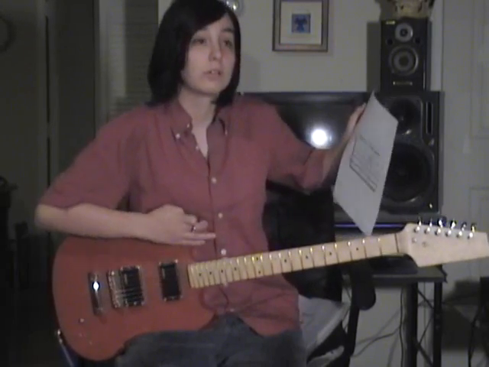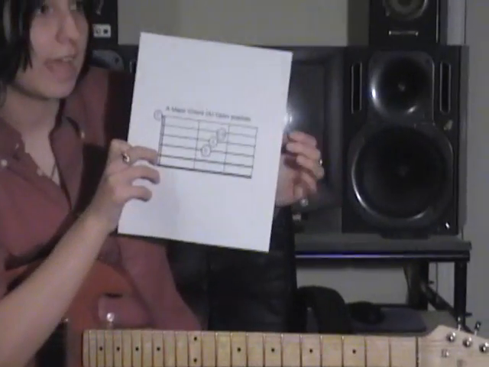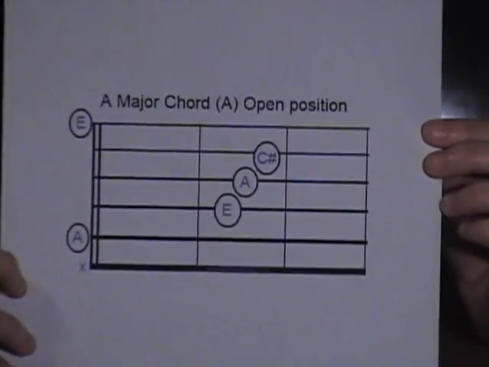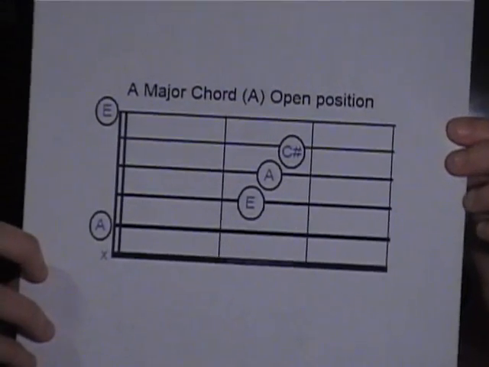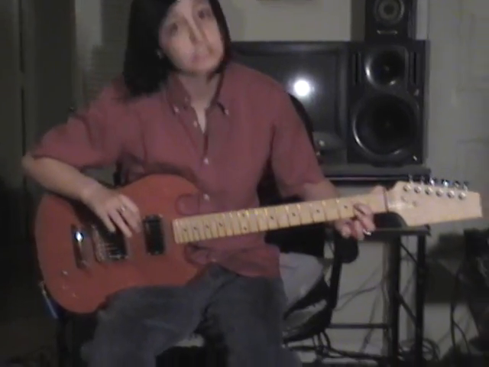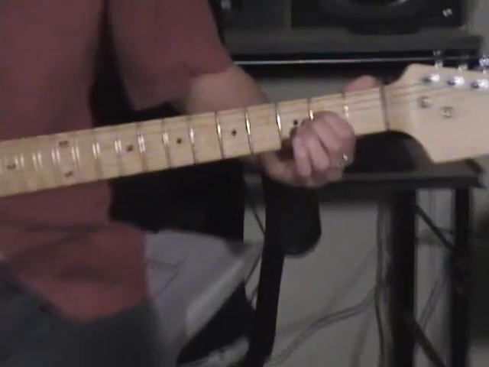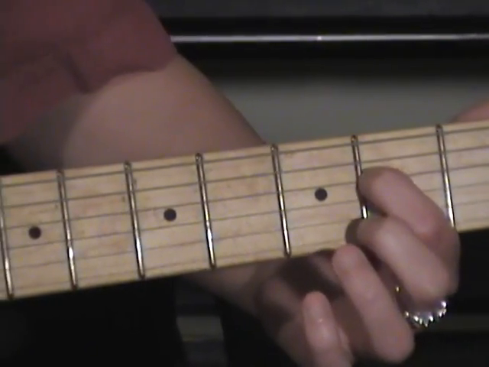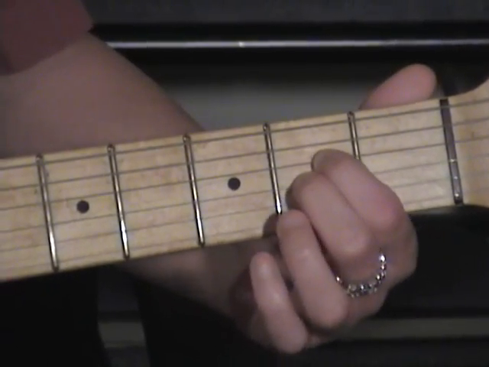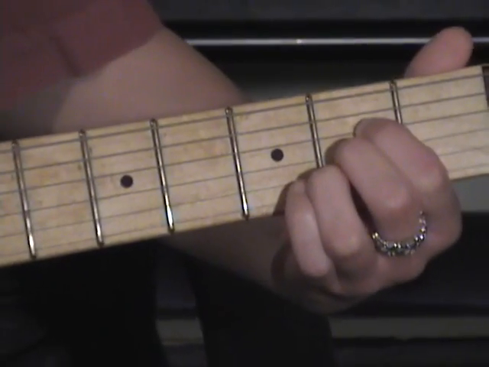The next chord we are going to learn is called an A major chord. It contains the notes C sharp, A, and E. Now we are going to learn to play it. You place your first finger on the 4th string of the 2nd fret, your second finger on the 3rd string of the 2nd fret, and finally your 3rd finger on the 2nd string of the 2nd fret.